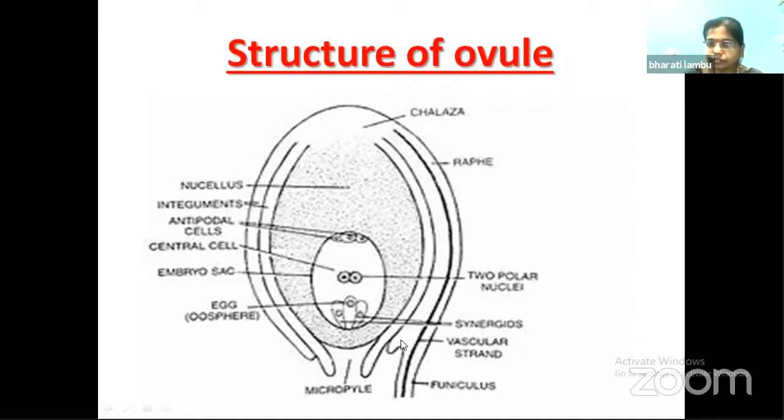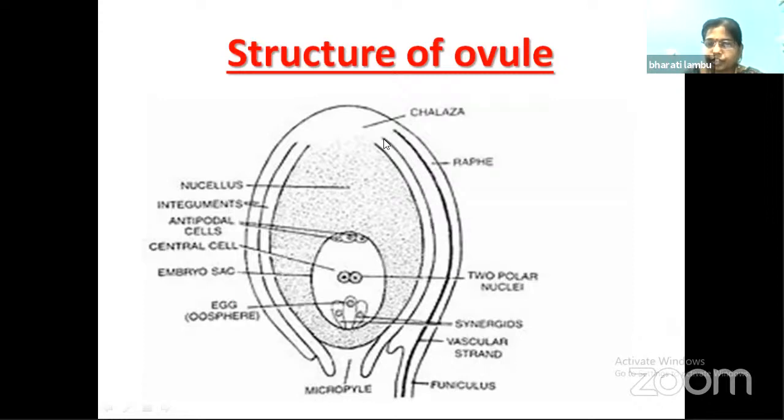This hilum is extended into the body of the ovule. The funiculus extends into the body of the ovule, along the ovule body, and it is called the raphe. This funiculus and the raphe will have the vascular strand for the supply of food, water and minerals.